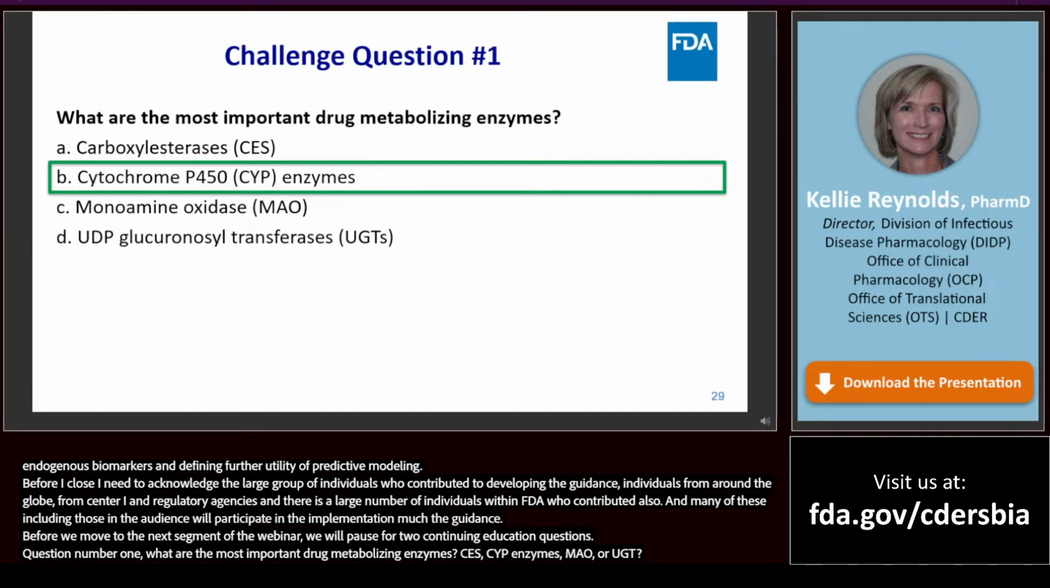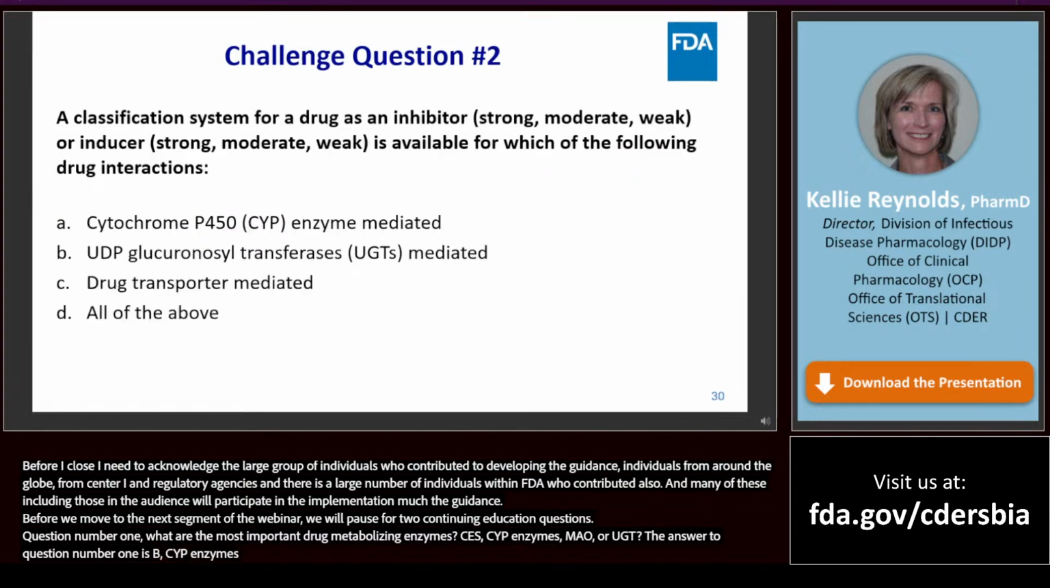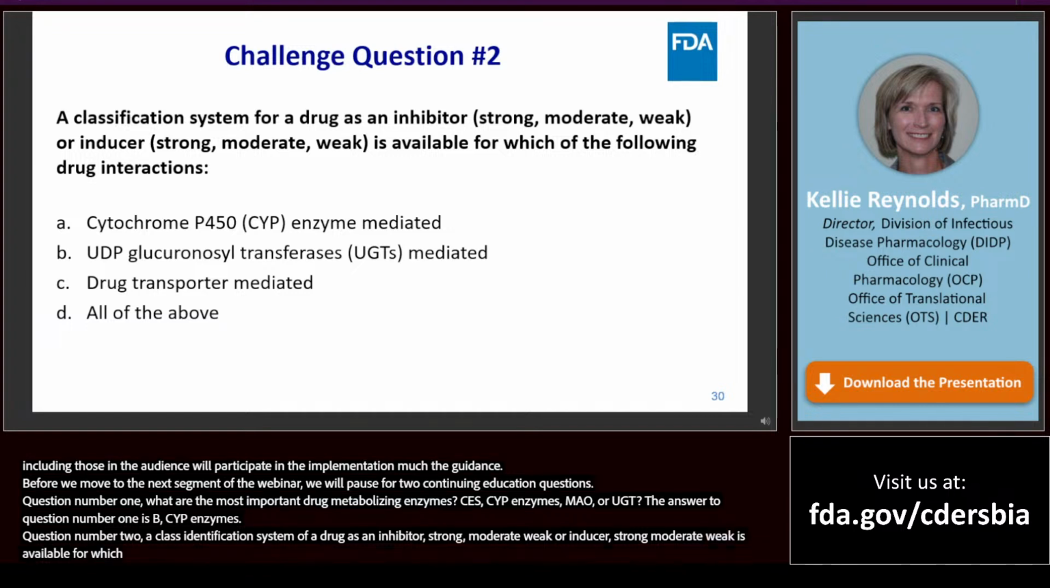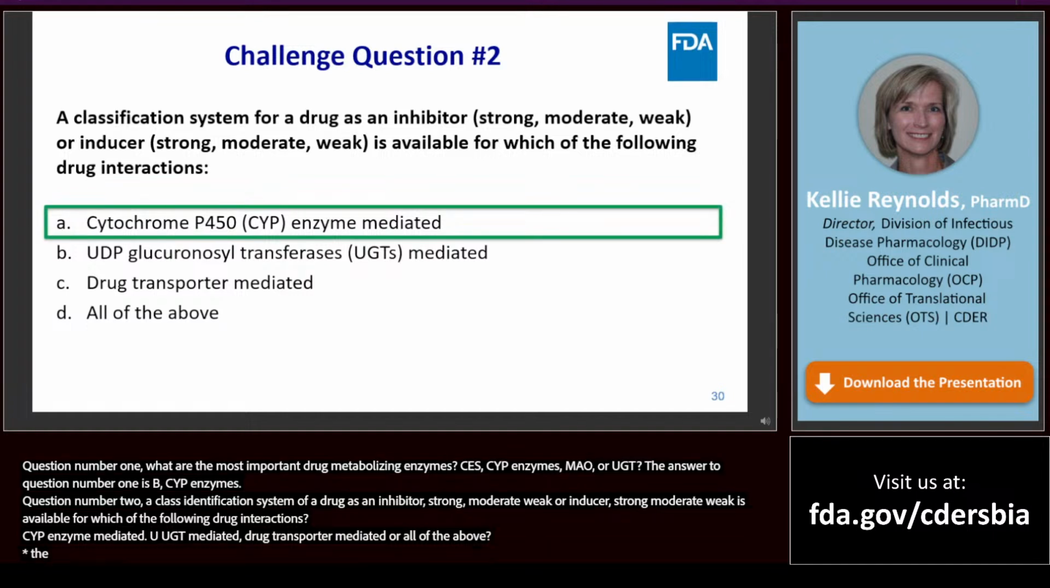The answer to question number 1 is B, cytochrome P450 enzymes. Question number 2. A classification system for a drug as an inhibitor, strong, moderate, weak, or inducer, strong, moderate, weak, is available for which of the following drug interactions? Cytochrome P450 enzyme mediated, UGT mediated, drug transporter mediated, or all of the above? The answer to question number 2 is A, cytochrome P450 enzyme mediated.